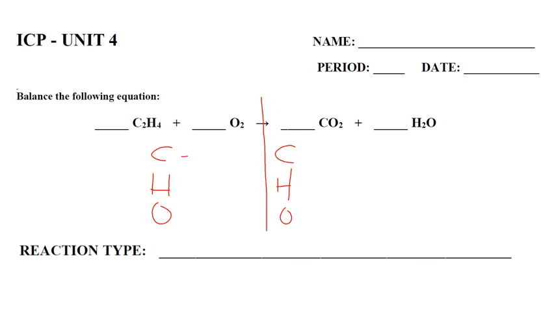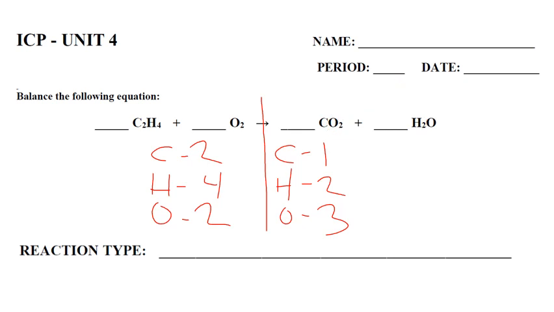All right? I got 2 carbons here. I got 4 hydrogens on the left. And I got 2 oxygens here. On the right side, I got 1, 2. Now take a look at oxygen. I got 2 here, and I got 1 here. 2 plus 1, and 3 on this side. So that's how I would do that right there.